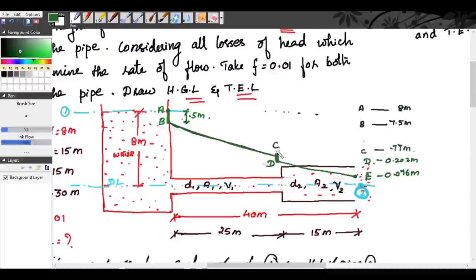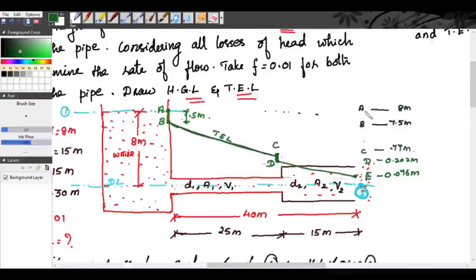Now, this line, that is A, B, C, D, E, is called the total energy line. That is the line joining the total energy head from the free surface of water to the point of discharge of water. So the line A, B, C, D, E is called the total energy line.